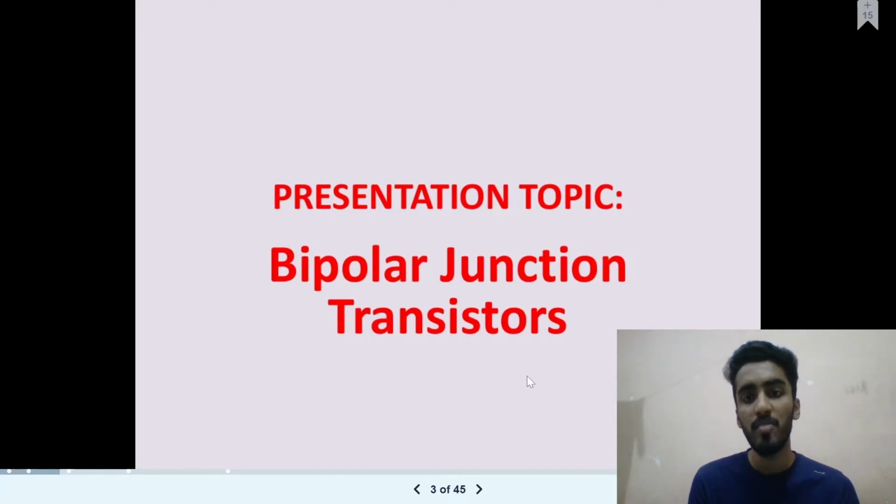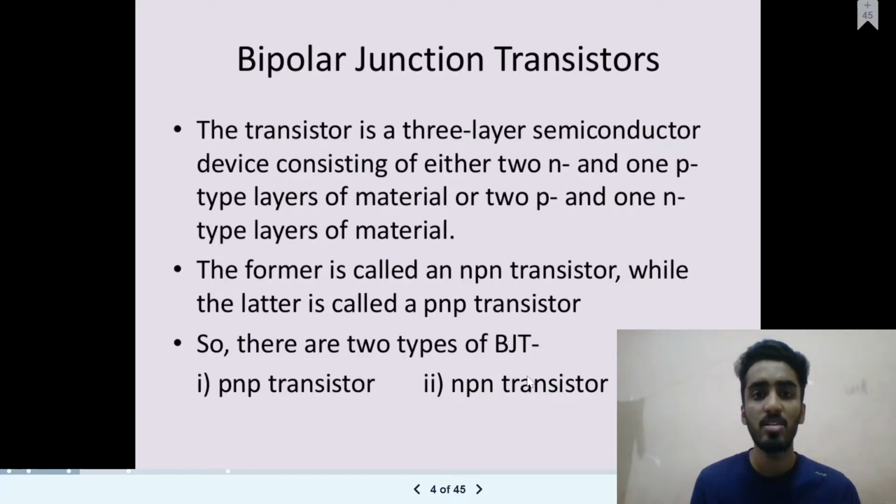Today, the topic of my presentation is Collector to Base Biasing in Bipolar Junction Transistors. Before I begin my topic, I would like to give a brief introduction about BJT, that is Bipolar Junction Transistors. So, what is a transistor? The transistor is a three-layered semiconductor device consisting of either two N and one P type layers of material or two P and one N type layers of material. The former is called an NPN transistor while the latter is called a PNP transistor.